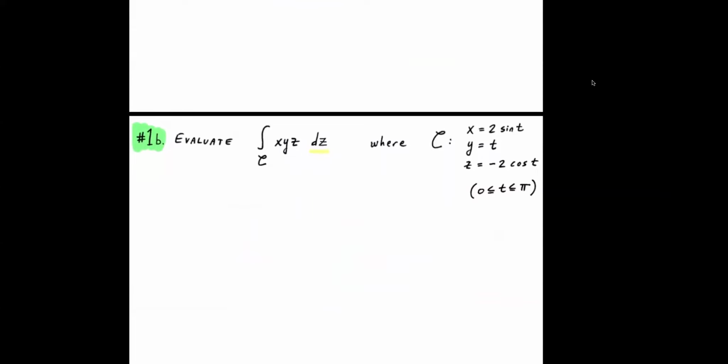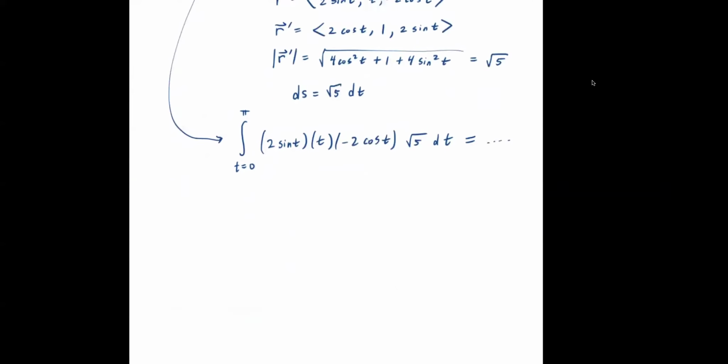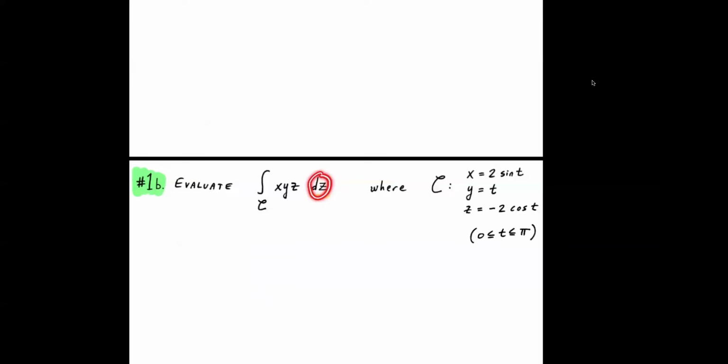Okay, let's look at this example. By comparison, we don't have to work quite as hard if the differential we're integrating against, in this case, is dz. Before it was ds. So to get ds, I kind of went through this work. In this case, for dz, all I need to do is take this expression for z and calculate dz is equal to 2 sine t dt, just by taking a derivative of minus 2 cosine t.